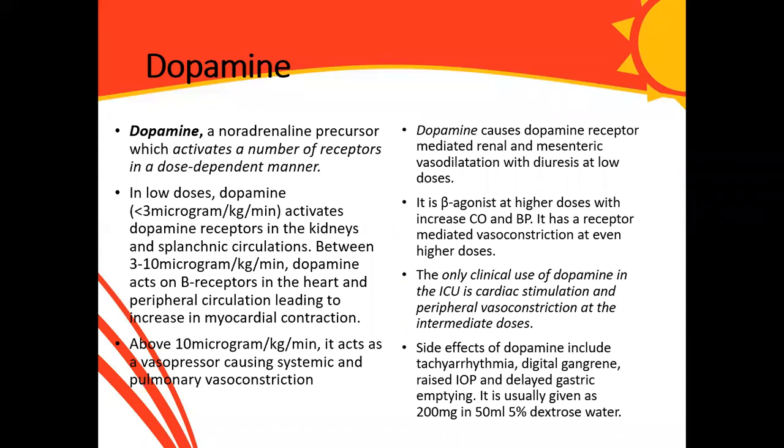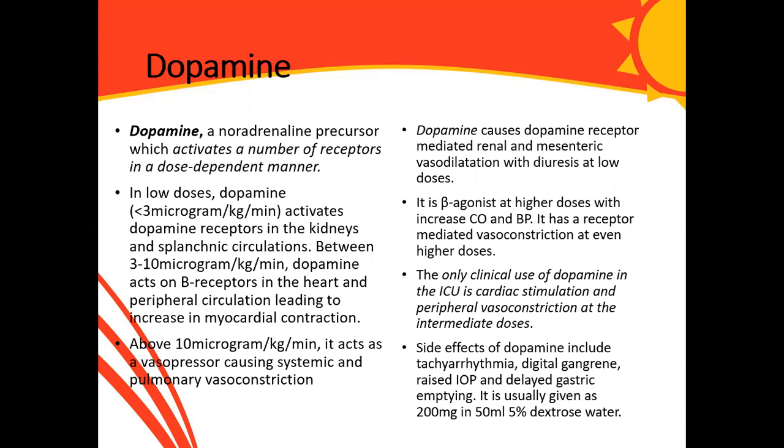However, between 3 to 10 microgram per kg per minute, the moderate dose, dopamine acts on beta receptors in the heart and peripheral circulation, which tends to increase myocardial contractility with increase in cardiac output. We rarely used dopamine above 10 microgram per kg per minute, especially with the advent of newer drugs. But at this dose, the high dose, dopamine acts as a vasopressor, causing widespread systemic and pulmonary vasoconstriction.